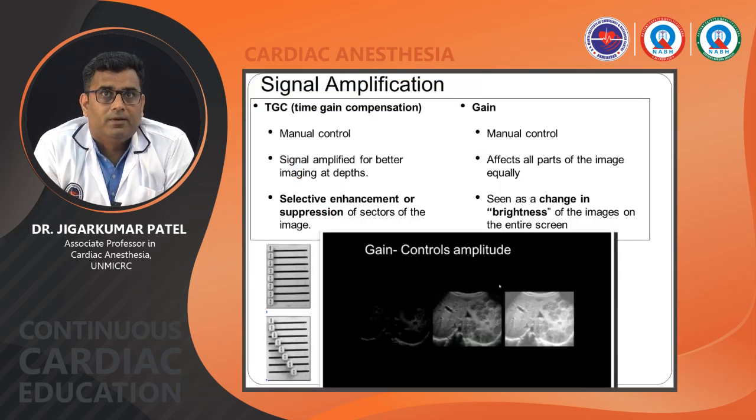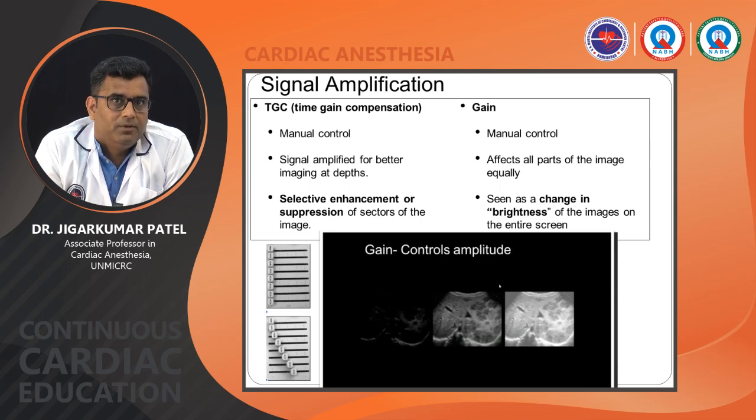Now there are two types of signal amplification methods which we are using. The first one is time gain compensation, and the other is simple gain. They both have manual control, and are used to amplify the image for better evaluation of the structure. In time gain compensation, there are multiple dots which indicate the depth of the field, so you get selective enhancement or suppression of a sector of the image. If you want to improve the lower part of the image, then you have to slide the dot to the right side, and the image will get better enhancement.